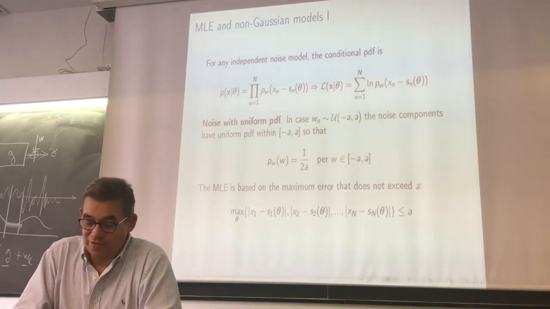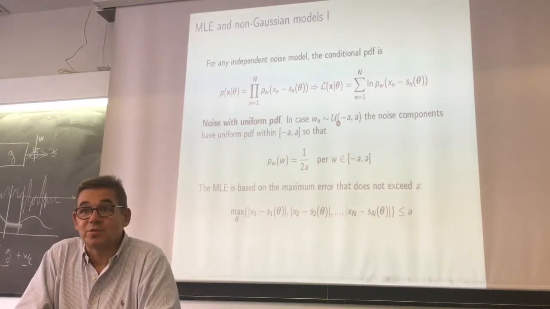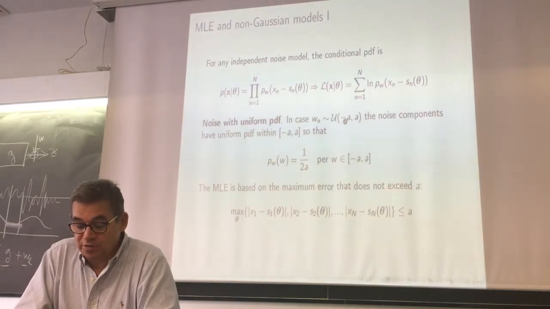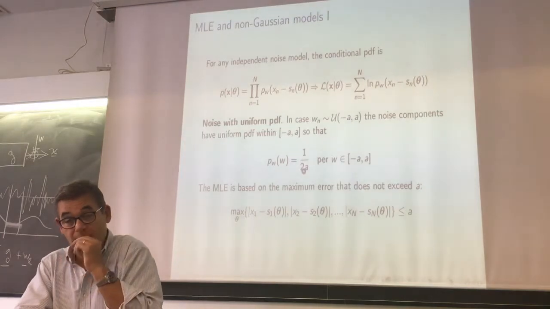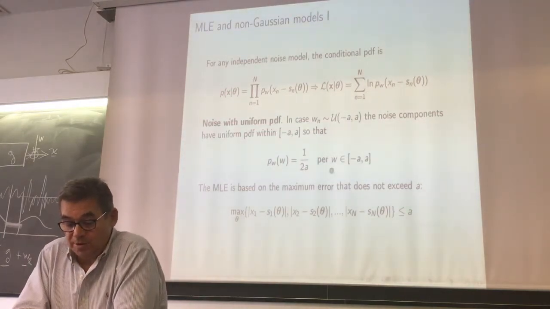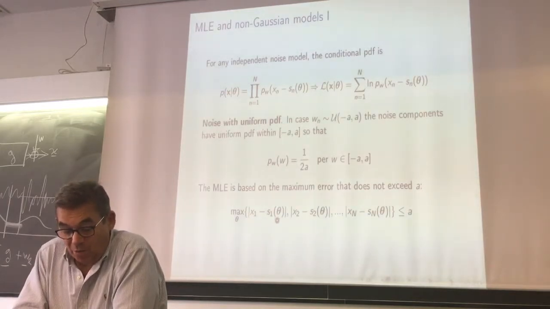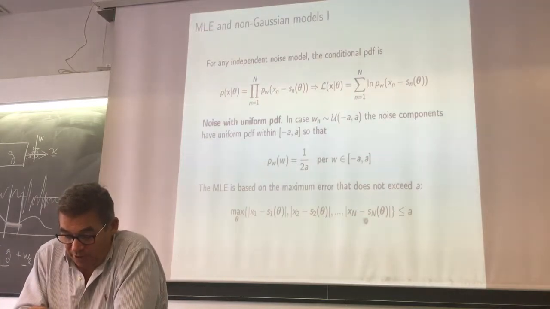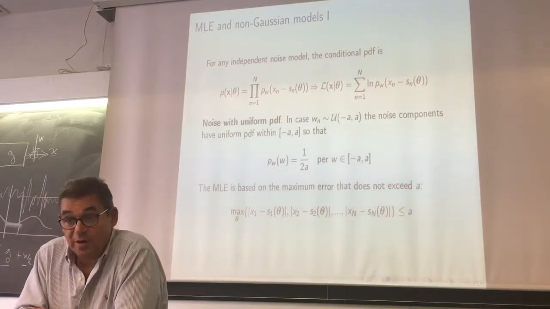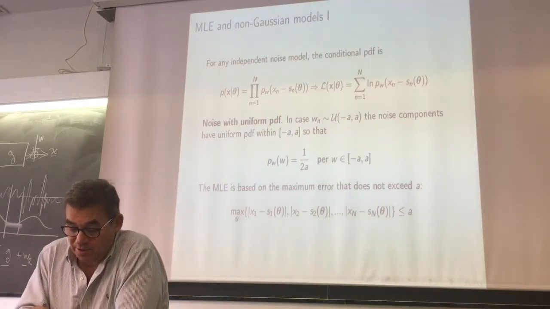Now, as a curiosity, if you like, assume that I have a noise that is uniform between plus and minus A. If the noise is uniform between plus and minus A, that means that the probability density function is 1 over 2A when W is between plus and minus A. Then the maximum likelihood is calculated by finding the parameter theta that makes this error maximum, with the constraint that it is lower than A. So I'm looking for each theta such that it is the maximum one, and this has to be lower than A. So the error.